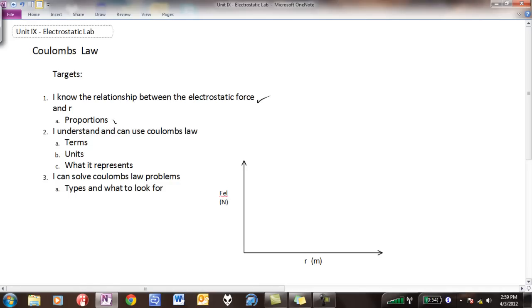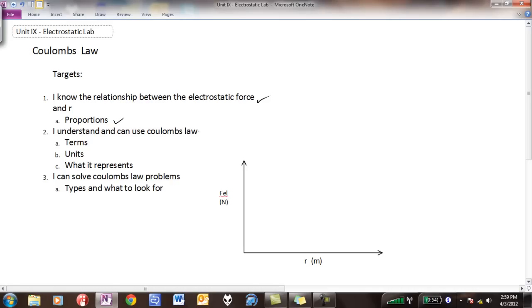You will see that we will spend a lot of time talking about proportions. This will bring it to a better understanding and really iron out a lot of the misconceptions with this relationship. Number two, I understand and can use Coulomb's law.